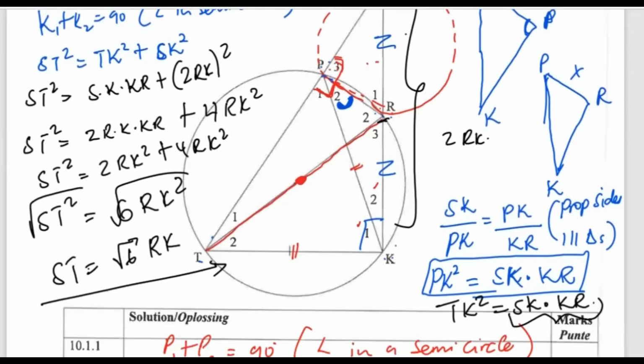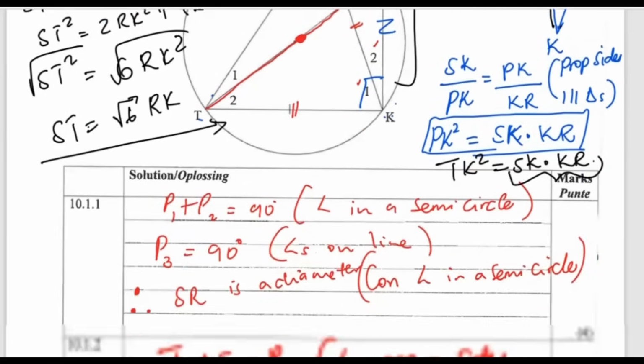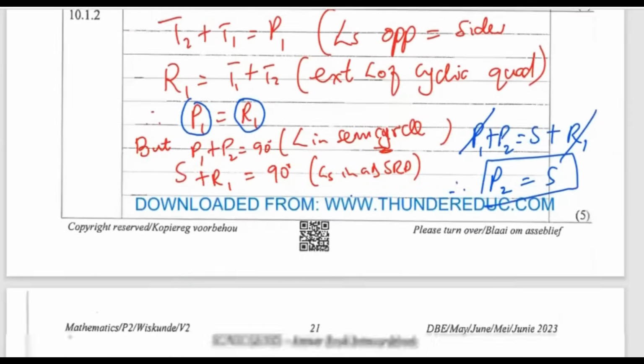So start with the triangles and compare the proportions. Someone could have said SK over PK is equal to PK over that. Those are the sides that are in proportion. So, guys, that's that, with question 10.2.